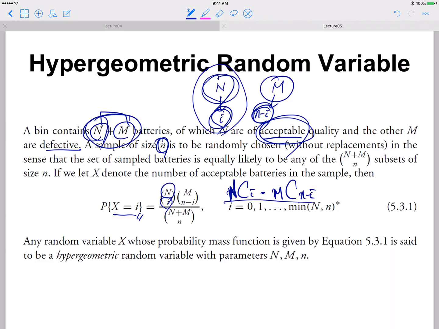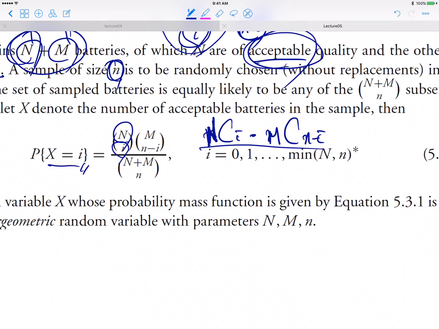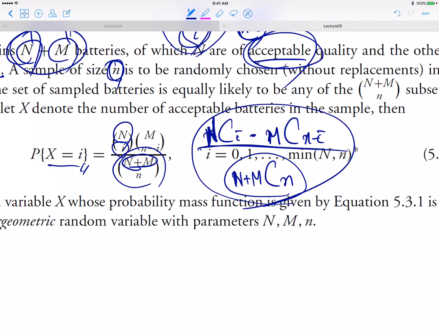And this is all the possible cases of choosing i acceptable batteries. And then it should be divided by the total number of possible cases of picking up just n batteries out of n plus m. So that way, (n plus m) C n is the total number of cases. So the ratio between these two will be the probability. Okay? So the probability corresponding to this event of seeing i acceptable batteries.